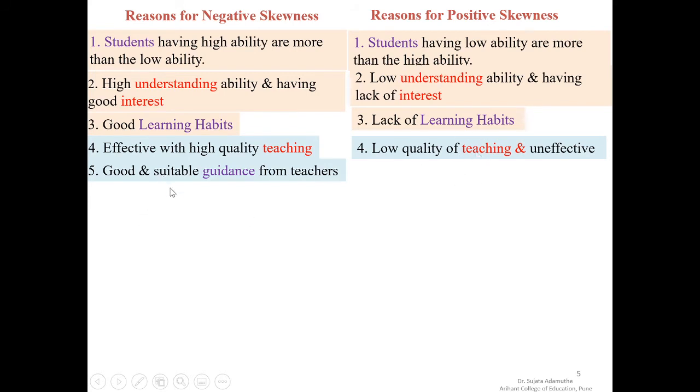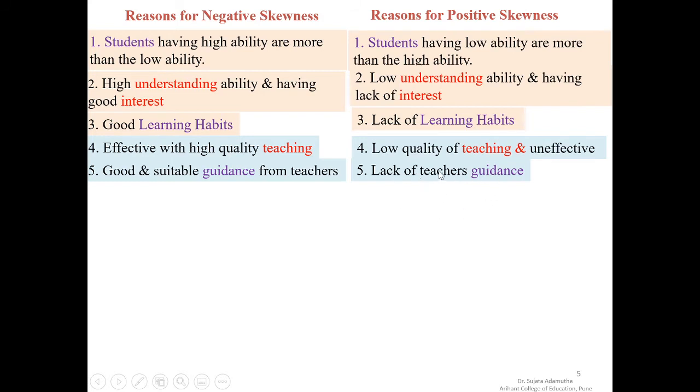So here automatically, if the students have good scores, the highest point will come on the positive side, and we will observe the negative skewness in the curve. Here there is a lack of teacher guidance. That means teachers are not giving guidance on how to study, how to remember, how to solve the examples, or what the references and learning resources are.